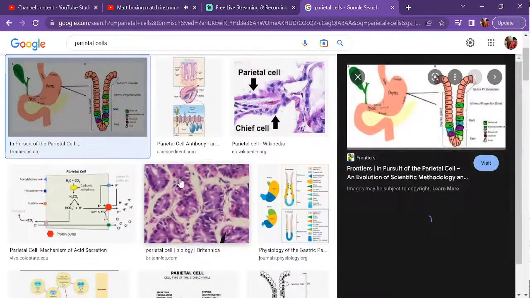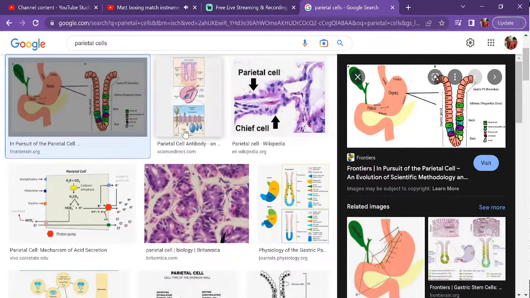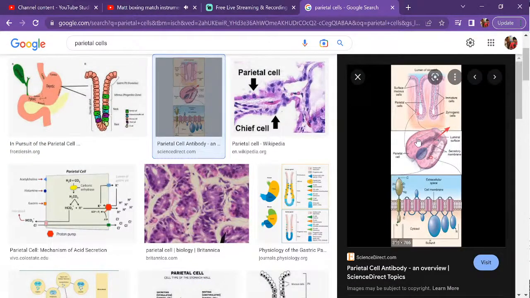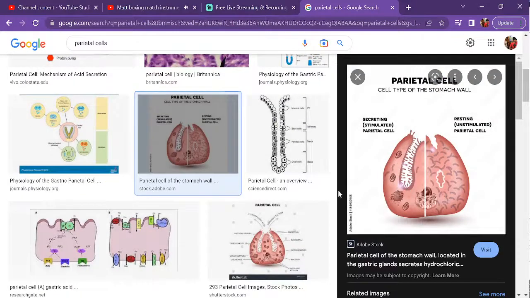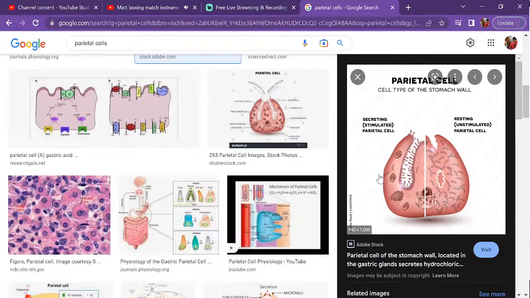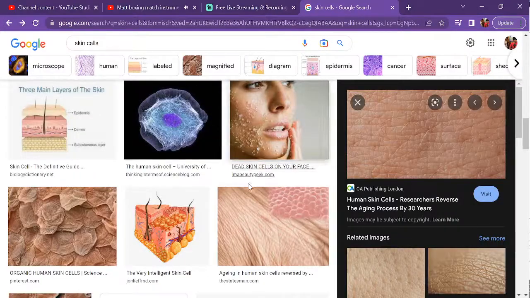Parietal cells, okay? These are in your stomach. All shapes and sizes. Look at this thing. It looks weird. Look at that. Compare that with our skin cells. Jeez Louise, these look nothing the same.